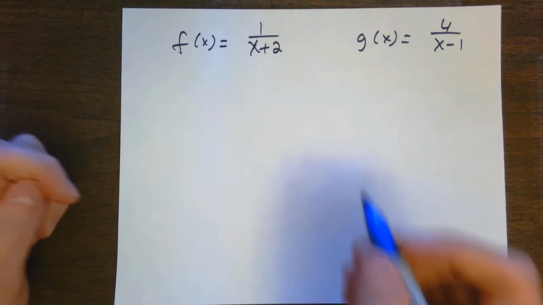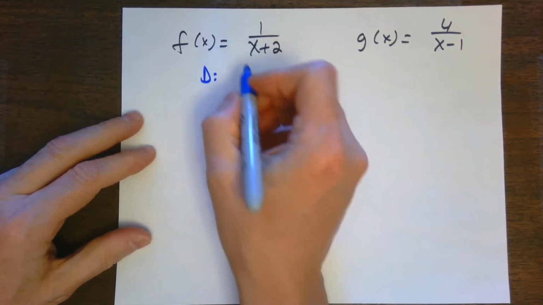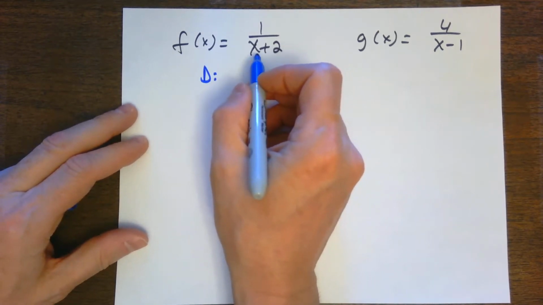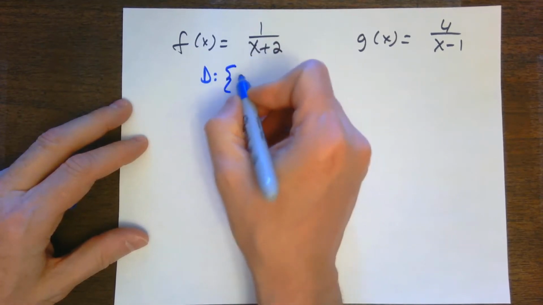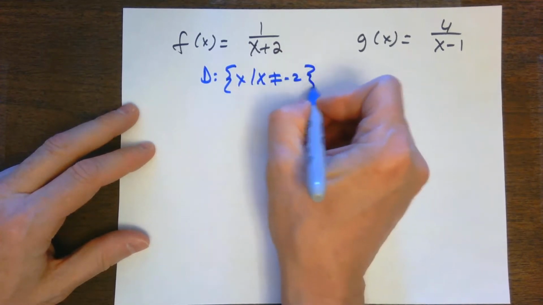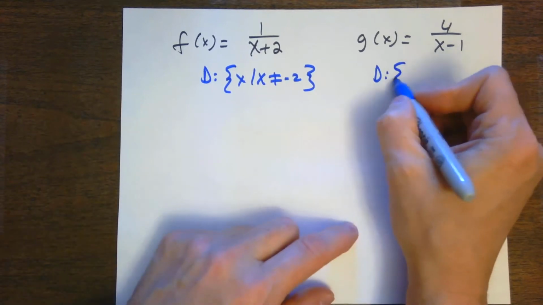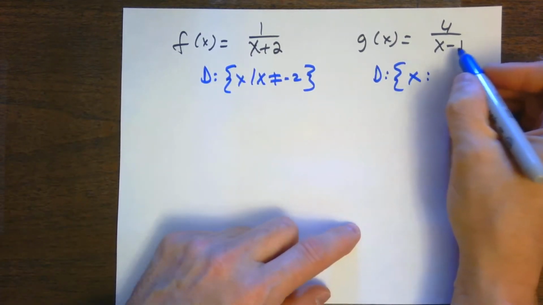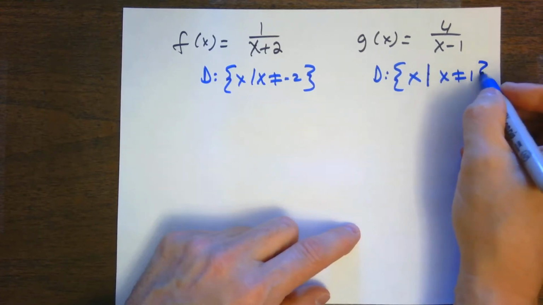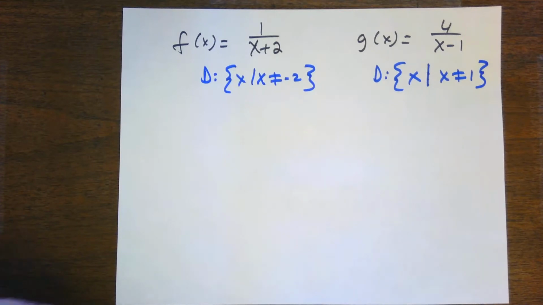Now, if I look at each one of these individually, the domain here has a restriction. x cannot equal negative 2. It can be anything you want except for negative 2. So the domain is the set of all x's except x cannot equal negative 2. What's the domain here? Well, what are the restrictions? x cannot equal 1. So it's the set of all x's except x cannot equal 1. Okay, so there's my domains. Let's find f of g of x.